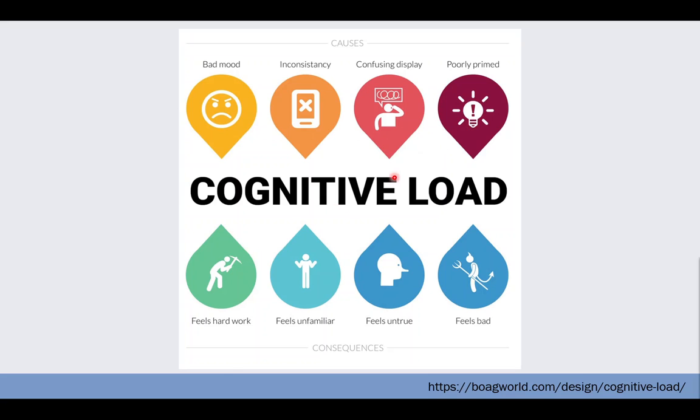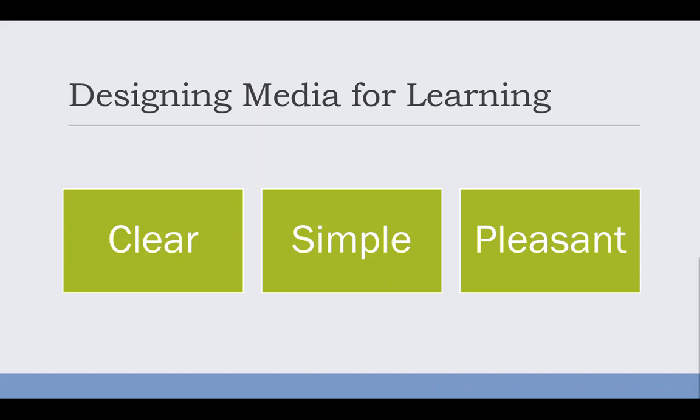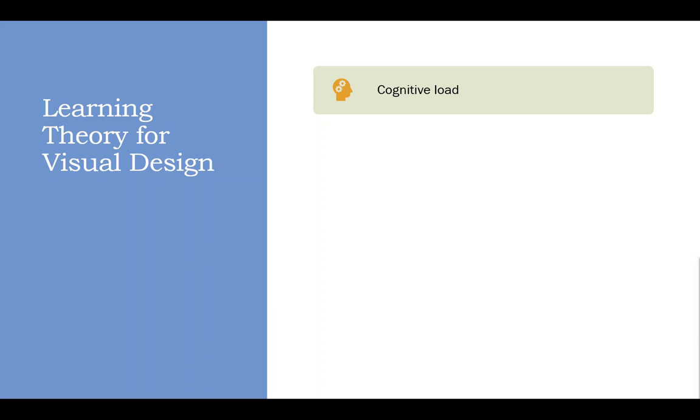When there's a lot of extra cognitive load, things feel really hard and unfamiliar. It can actually feel untrue and bad, which is important to know. So this means that when we're designing media for learning, we need to try to keep things as clear as possible so that we reduce that extra cognitive load. Keep it simple, and then we want it to be pleasant. And that has to do with things looking good and being balanced, because that increases our mood, and a good mood will decrease cognitive load. So that is a super quick overview of cognitive load.